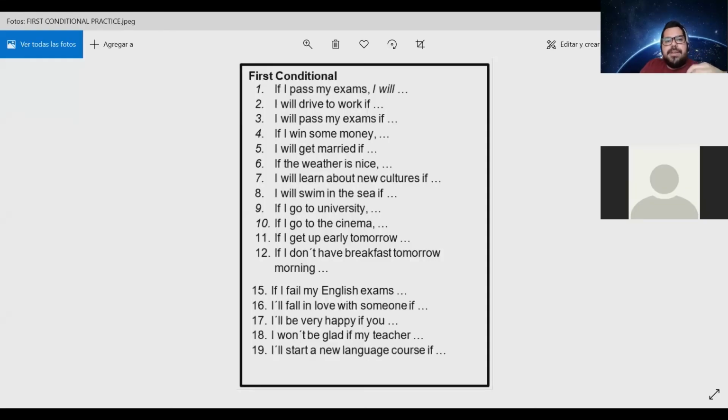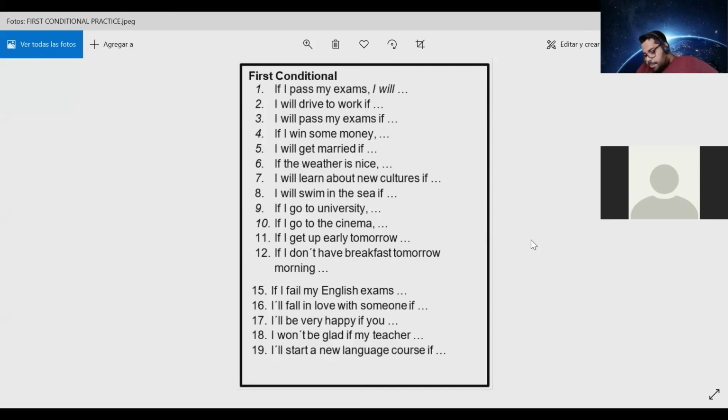Okay, guys, welcome back. Let's check what you have in there. Okay, both groups, I know that you have the same, so let's take a look at your sentences, guys. In number 1, what do you have in there, Carlos? If I pass my exam, I will receive a gift. That's a good option. If I pass my exams, I will receive a gift or any reward or a prize. Yeah, a prize.